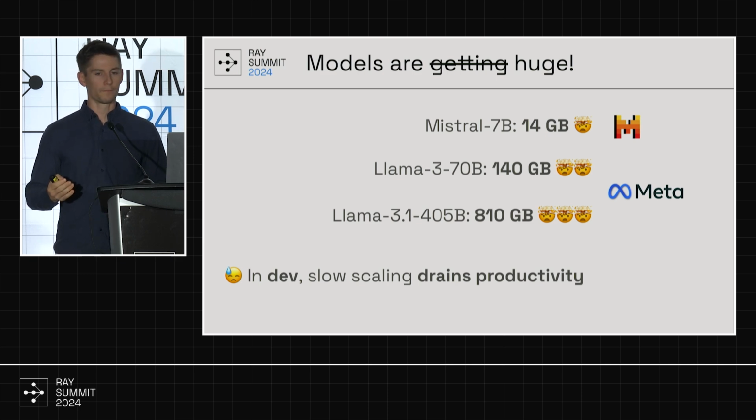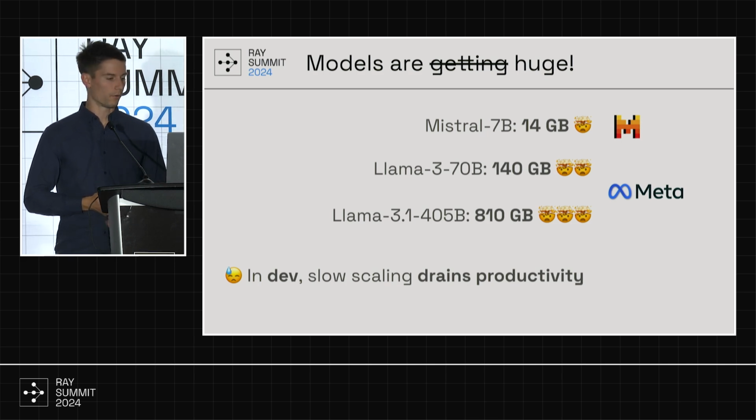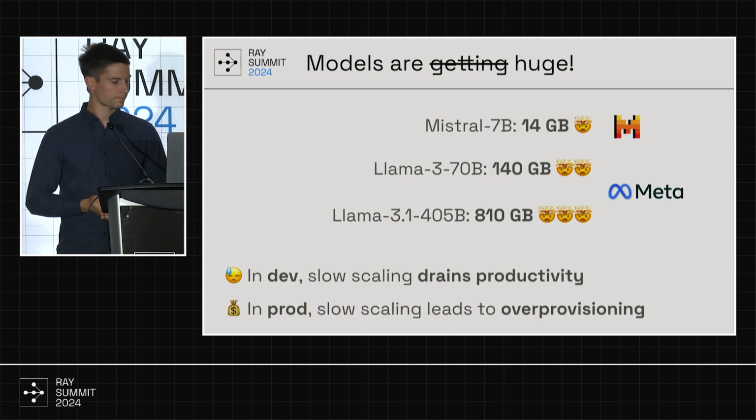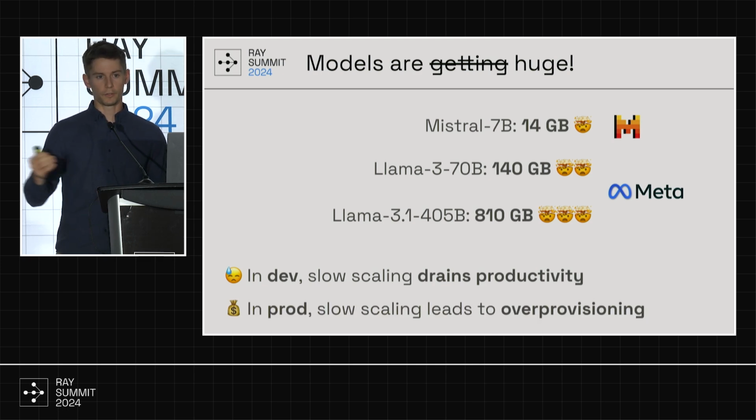So in development, I'm sure basically everyone in this room has experienced the productivity drain of just sitting there waiting for your Kubernetes cluster to autoscale, and then the container to pull, and then your giant Python code to start up, and then massive model weights to load. You're just sitting around and waiting and not actually testing or developing or doing your job. And in production, this slow scaling often leads to over provisioning. If you can't autoscale quickly in response to increased traffic, then what you end up having to do is basically have more headroom and have more idle resources, which means that you're just wasting money on very expensive GPUs.